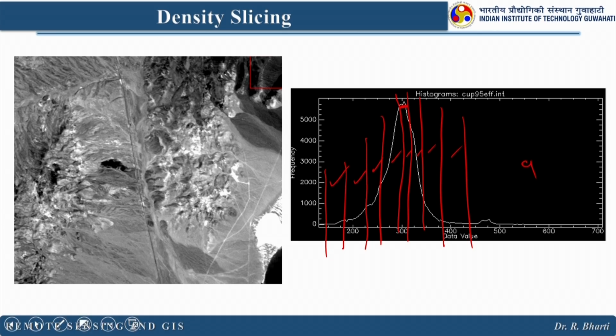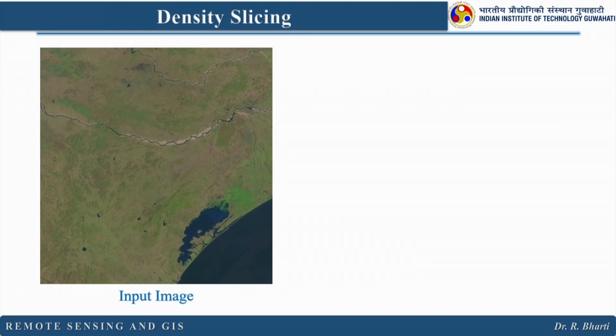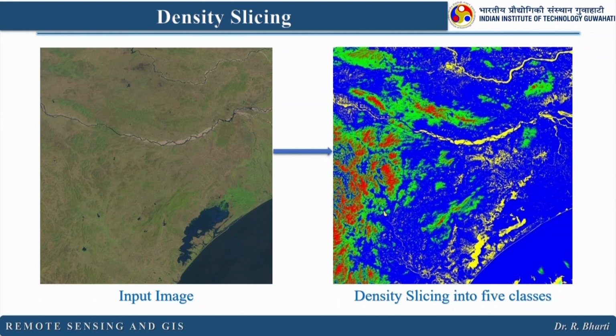You should know what is your intention, what is your application, and what information you require from this particular remotely sensed image. So, here this is the density slicing of this particular image, and here I have used 6 classes. So, 6 classes of the same image, depending upon my application I have selected some value range, and this is the result, right.